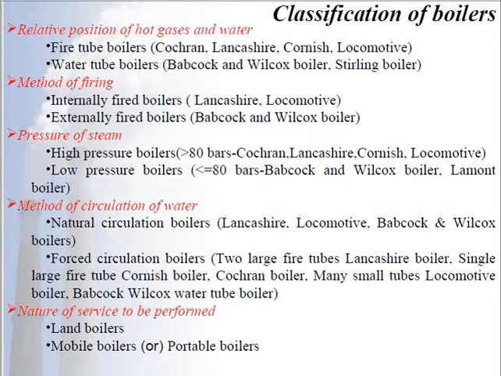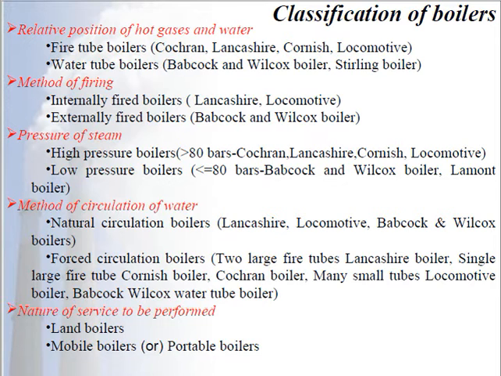The first one is the fire tube boiler. That means the exhaust gases after burning of the fuel flow through the tubes. Such boilers are called fire tube boilers. Some examples are Cochran boiler, Lancashire boiler, Cornish boiler, and locomotive boiler. Now next one, the water tube boiler. If water flows through the tubes or pipes in the boiler, then such boilers are called water tube boilers. The examples are Babcock and Wilcox boiler and Stirling boiler.